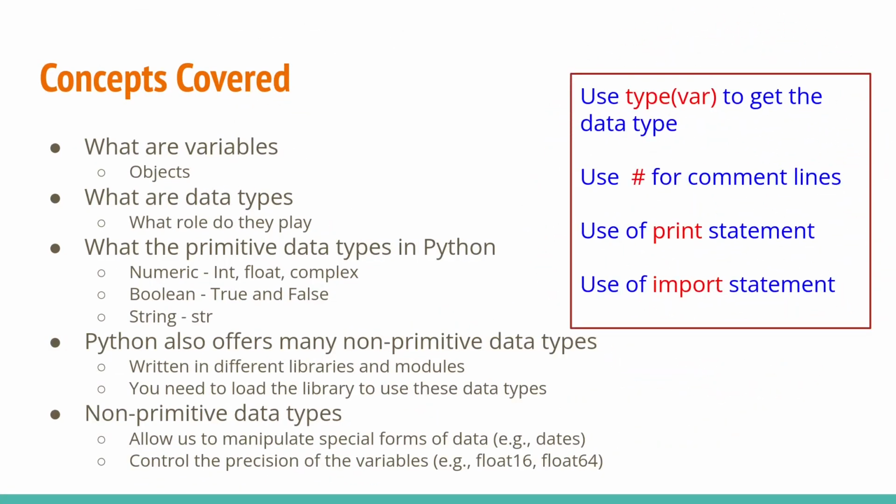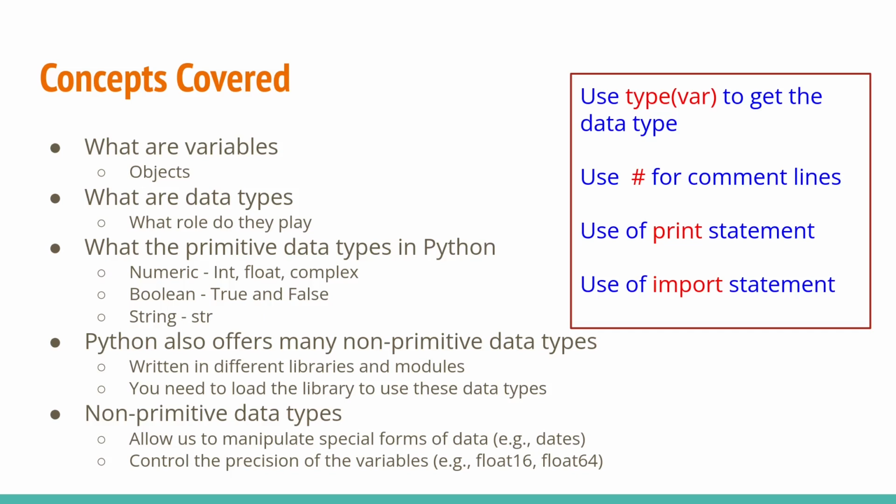So in summary, the concepts that we covered in today's lecture: we talked about variables, and we also saw that since Python is object-oriented, all variables are also objects that are derived from a certain class. We talked about data types and the important role they play in interfacing between what we want to do and how the computer stores the data.